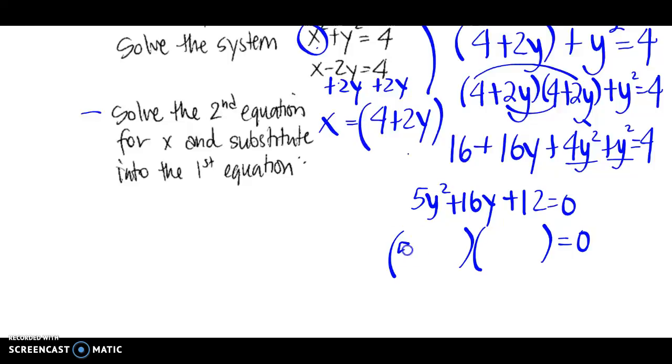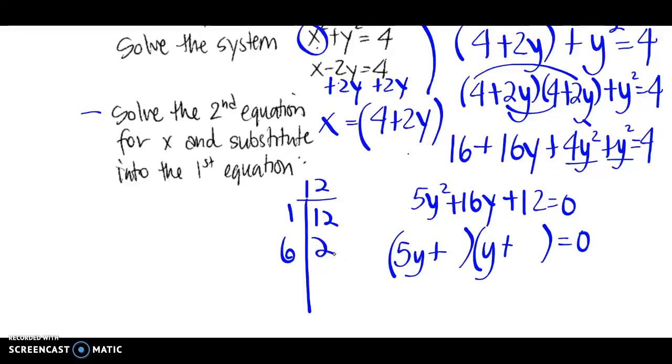So it has to be 5y and y, right? And now these have to be multiples. They have to multiply to 12, and they're both going to be plus. So your factors of 12 that could go in there are 1 and 12. If you have a 16, if I put a 1 and a 12 in those spots, there's no way. 6 and 2. Wait, 6 and 2. Yes, it is 6 and 2.